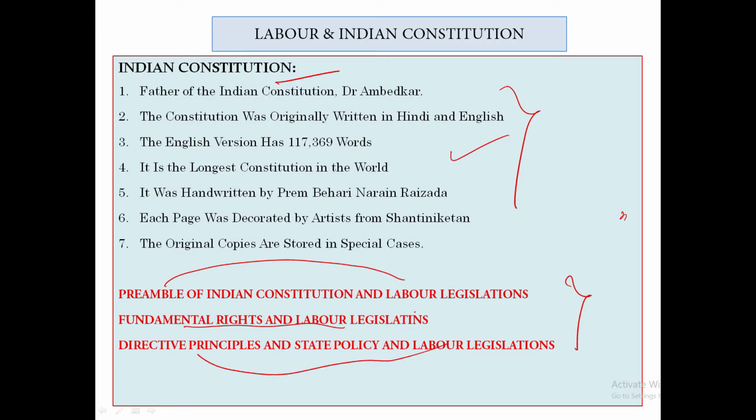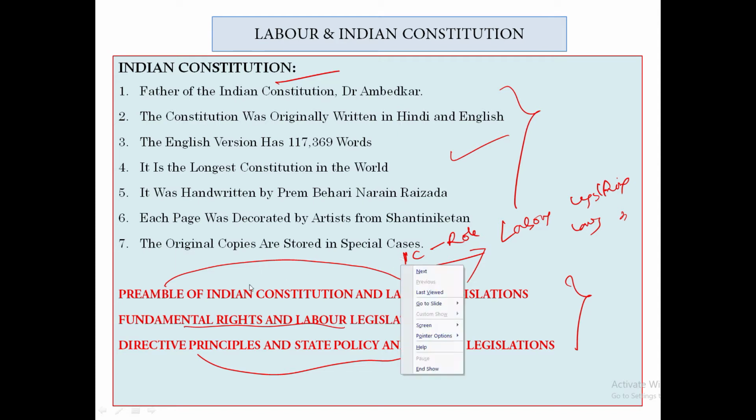and labor legislation. Basically, in forming various labor legislations or labor laws, the Indian Constitution has played an important role. And what are the parts of the Constitution? They are the preamble, fundamental rights and directive principles. These three have played an important role in forming various labor legislation and laws.